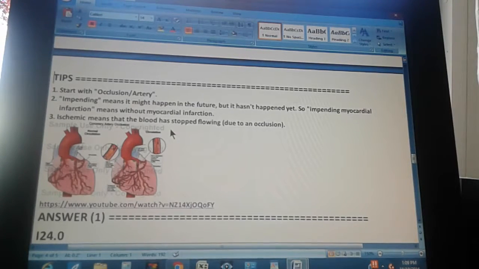Let's put "without myocardial infarction" in quotation marks too. There you go, now it looks better. Included. Okay, the third tip: ischemic means that the blood has stopped flowing due to an occlusion. In the index you're going to find ischemic, and you'll ask where that word is in my text. You don't find it. But ischemic just means that the blood flow has stopped because there's an occlusion, something blocking the blood flow.